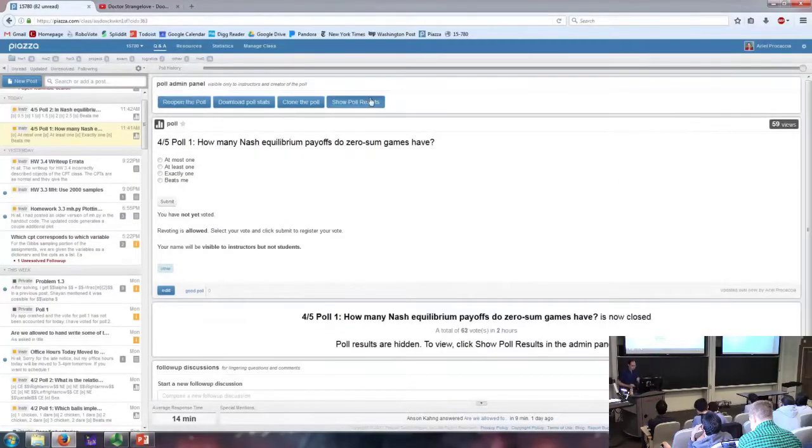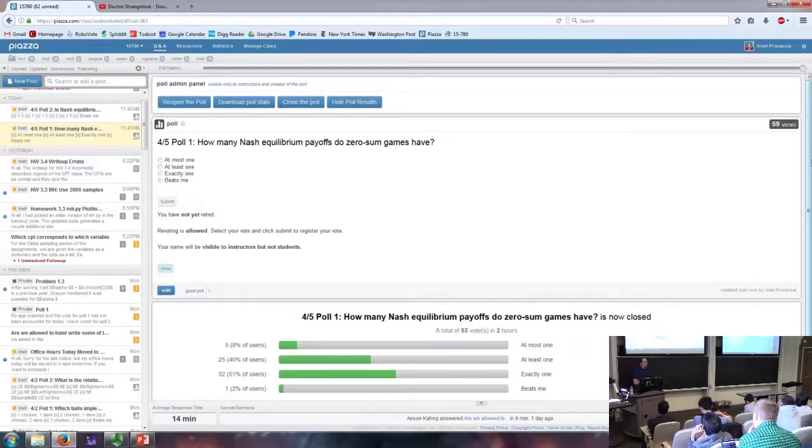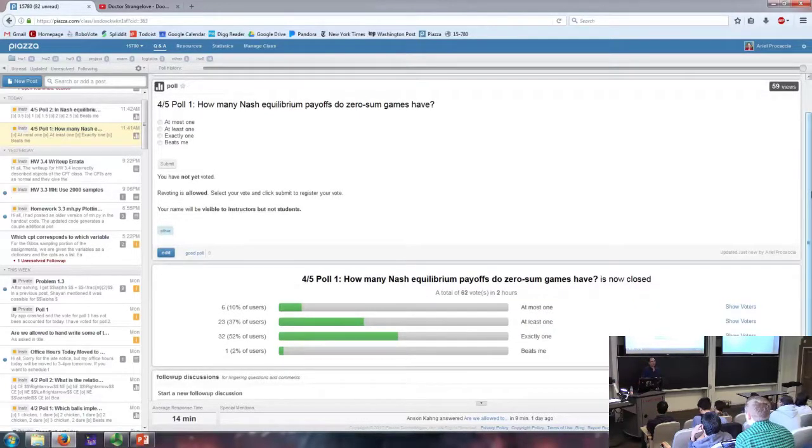Okay, great. We have a majority for the right answer, which is exactly one. So would anybody like to say why it's exactly one? We can deduce this from the theorem that we just stated.